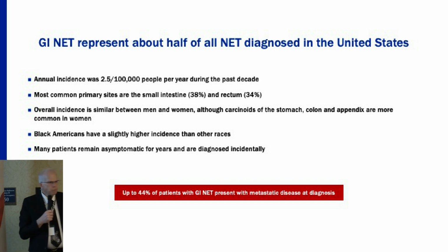There's really not a gender preference with the intestinal neuroendocrine tumors. All those carcinoids of the stomach, colon, and the appendix are a little bit more common in females. African Americans have a slightly increased incidence.